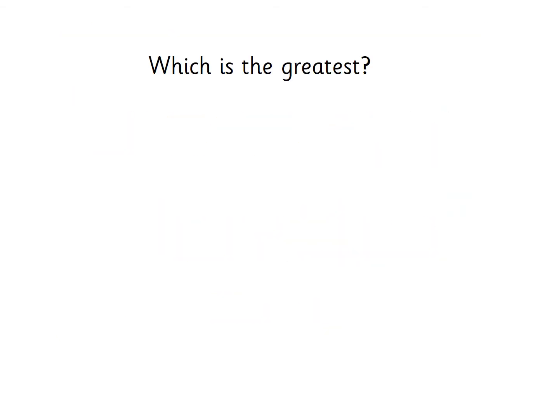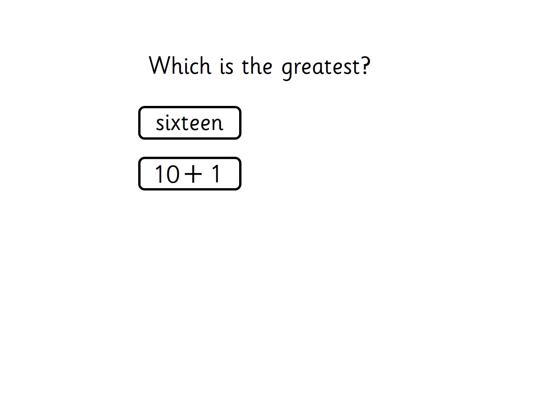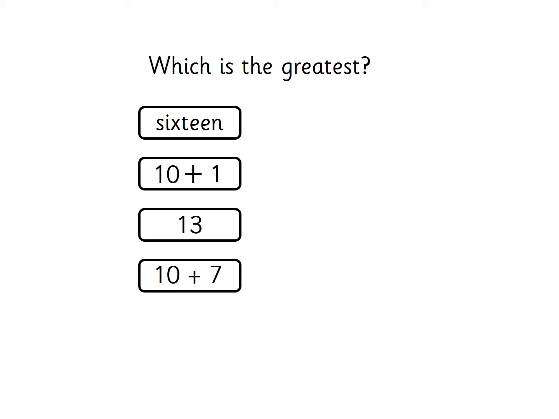Right, let's have a look then. We are comparing numbers today, so let's have a look which is the greatest. So I'm going to show you all your numbers. Read it. 16. 10 add 1. What is 10 add 1 more? 11, well done. What number's that? 13, super. This one? 10 add 7. What is 10 add 7? What is 1 ten and 7 ones? 17, well done, and we've got the word 12.